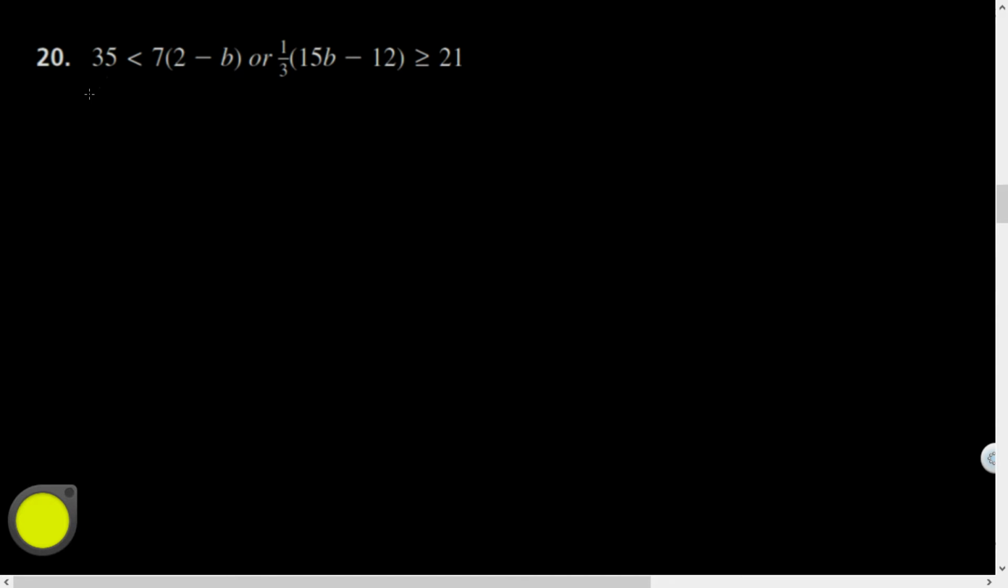So this one's got the or to solve. Yeah, this is just going to have some distributing over here. Whoop, whoop, whoop, whoop. And, well, I've got this color selected. We'll distribute over there as well.